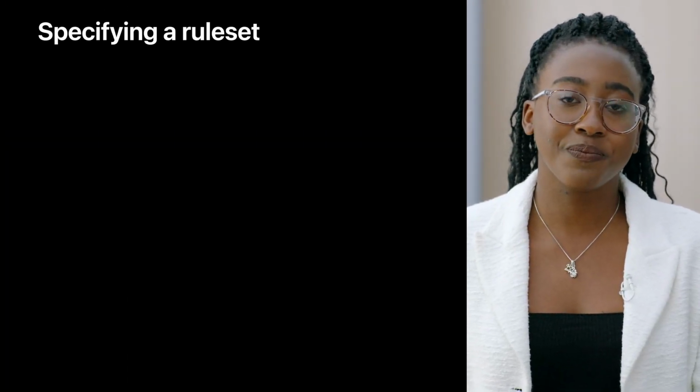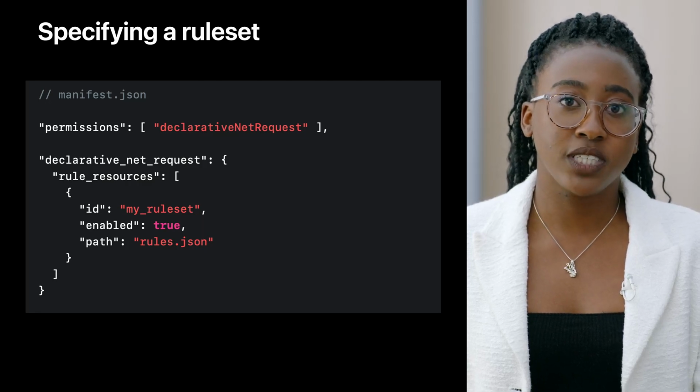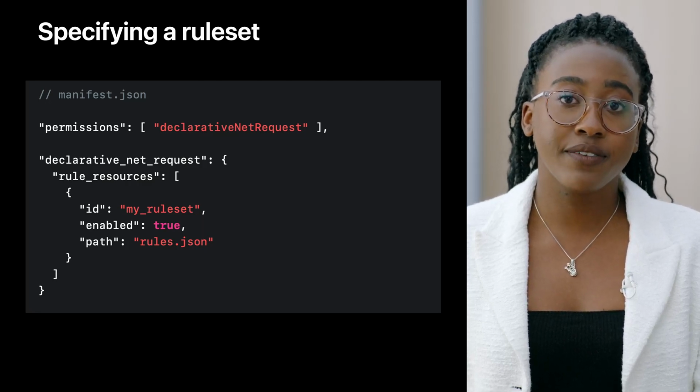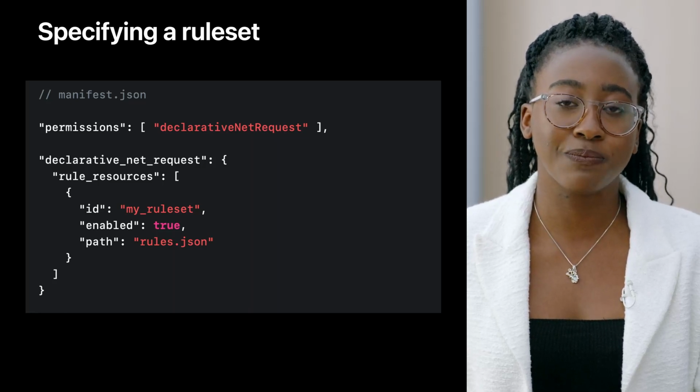You can specify a rule set in the manifest. Here, I've added the declarative net request permission, and I've used the declarative net request key to add one rule set that should be applied to all pages.